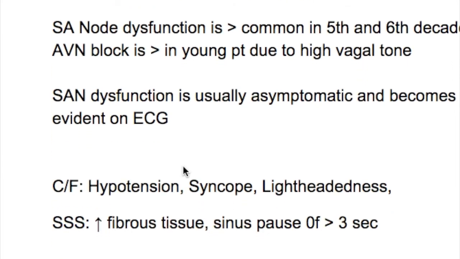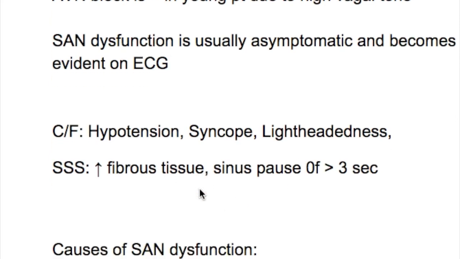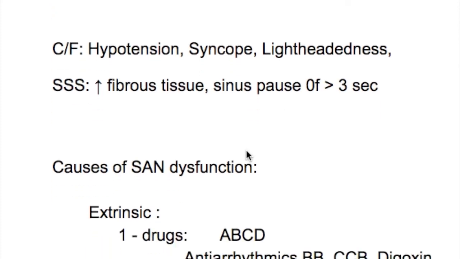What are the clinical features of SA node dysfunction? Hypotension, syncope, and lightheadedness. What is the cause of sick sinus syndrome? There is increased fibrous tissue and the sinus pause is of more than 3 seconds. Why? Because usually athletes have a sinus pause of up to 3 seconds.